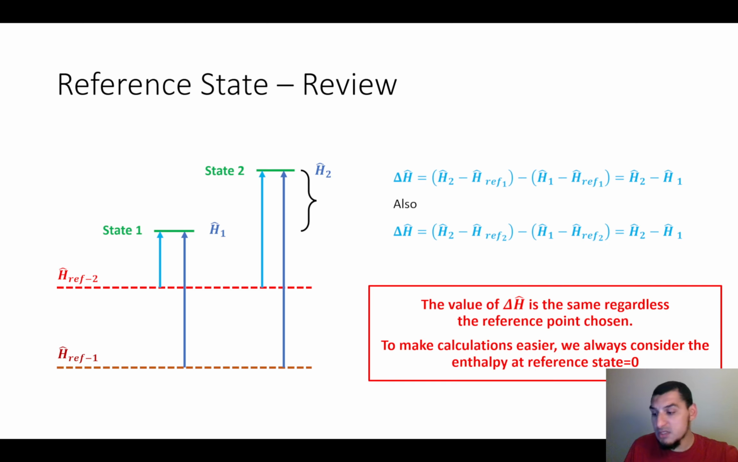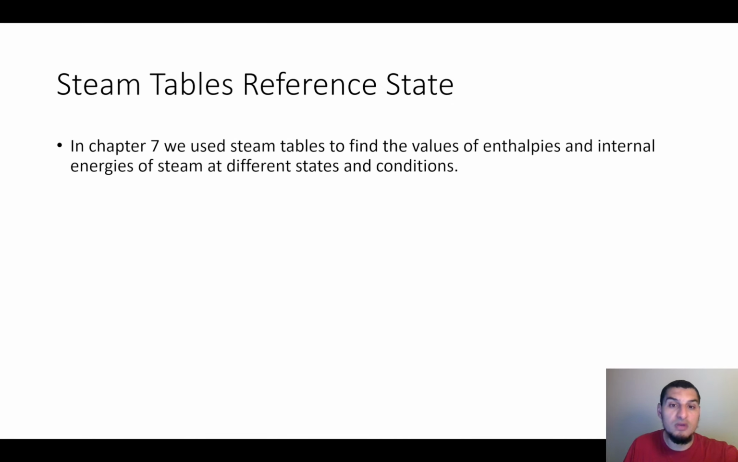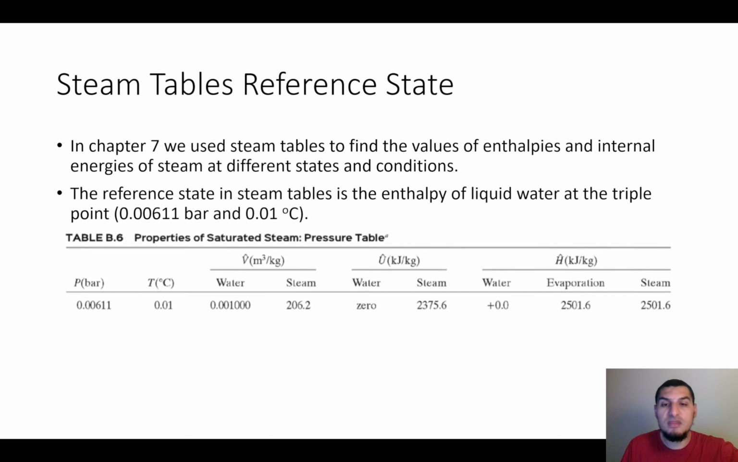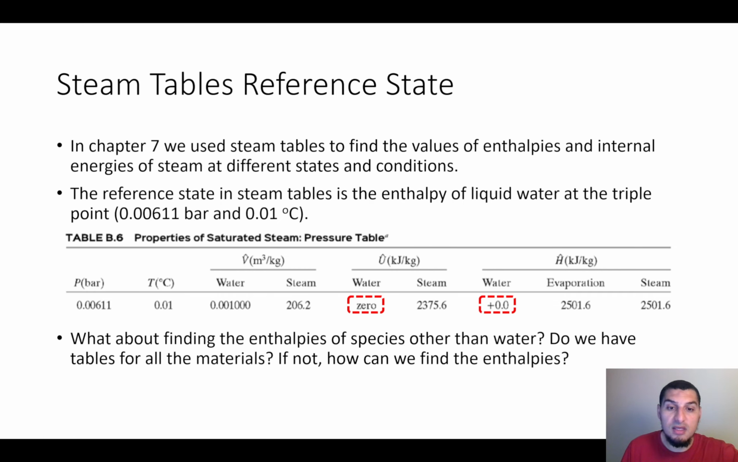In the previous chapter, when we wanted to find the values of enthalpy, we used steam tables. We discussed that we know the reference state of the steam table, and we said the steam table is a very simple method of finding enthalpies. We just look up the table and find the numbers, and we said that the reference state is the triple point of water, liquid water at the triple point, which has 0 enthalpy and 0 internal energy, at 0.01 Celsius and 0.00611 bar.